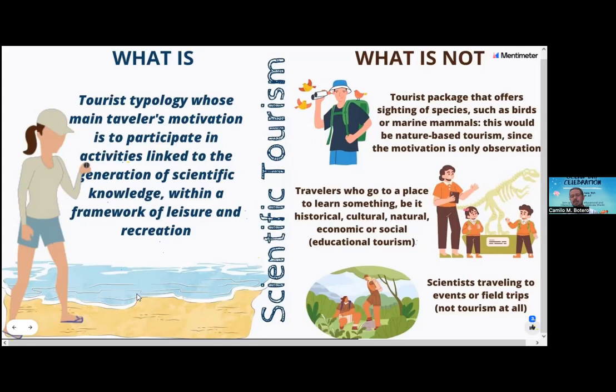What is not scientific tourism also are travelers who go to a place to learn something. It could be historical, cultural, natural, economic, or social knowledge, but it's just to learn. It's not to participate, it's not an active generation of knowledge. We could call that educational tourism, for example, we go to the museum, or maybe we go to a beach, but the idea is that somebody will explain something to us, and we are not part of the scientific activity.